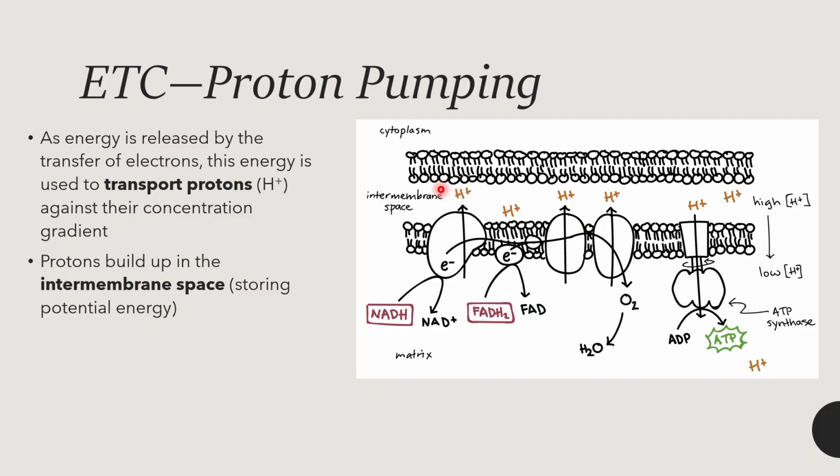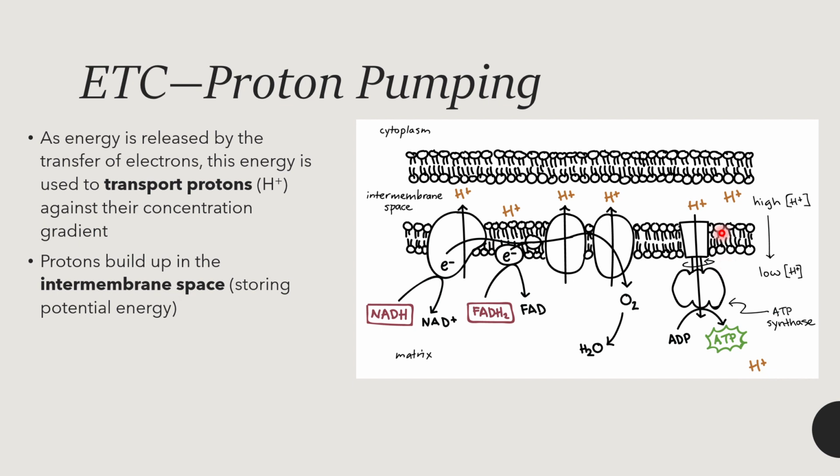So to create and maintain this disparity, this high concentration of protons in the intermembrane space and the low concentration of protons in the matrix, this takes energy, right? So right now, the energy here is stored in this concentration gradient. This is a form of potential energy. So we drag these protons up into the intermembrane space, right? We're using the energy from electron transfer to drag these protons into the intermembrane space. And the fact that we have a high concentration in here and a low concentration inside the mitochondria is a form of potential energy.